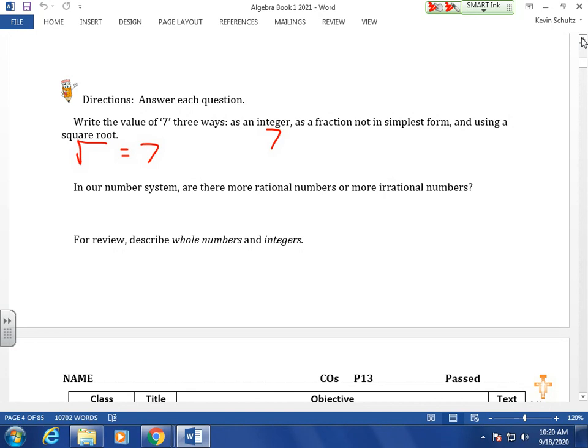Question? For the second one, do you have to explain why there's more rational? Yes, you should always be prepared to defend an answer. Yep. Explain your reasoning why. Okay. Other questions, comments, concerns, complaints, compliments, congratulations, or criticisms?